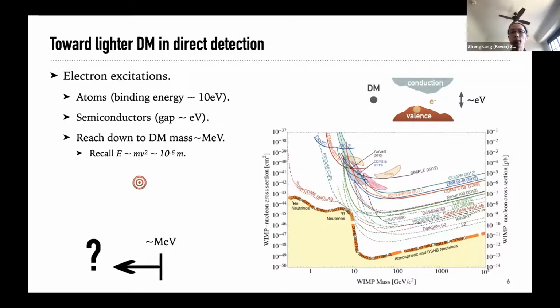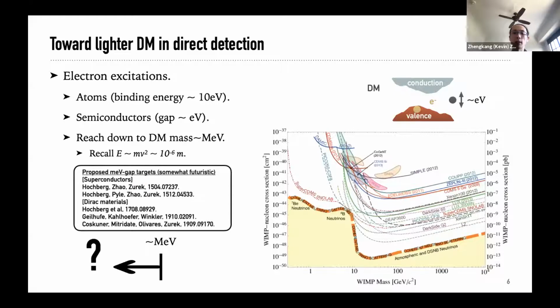But still, we can keep asking the same question. What if we want to search for even lighter dark matter? Here, if the dark matter is lighter than about an MeV, it doesn't even carry enough energy to trigger this transition. So it just passes through the material, and we cannot detect anything.